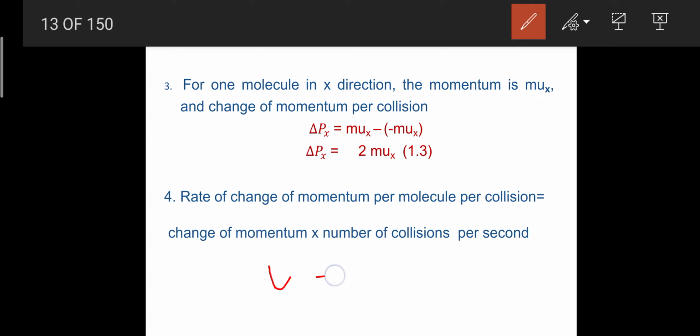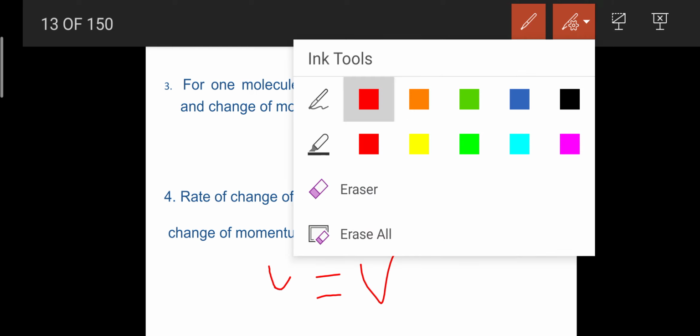u is equal to, you can consider here capital V. I hope there is some difference between two variables, because I am not able to write very well on the screen.